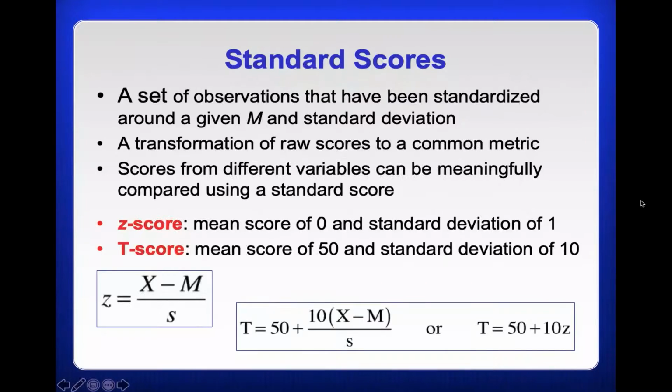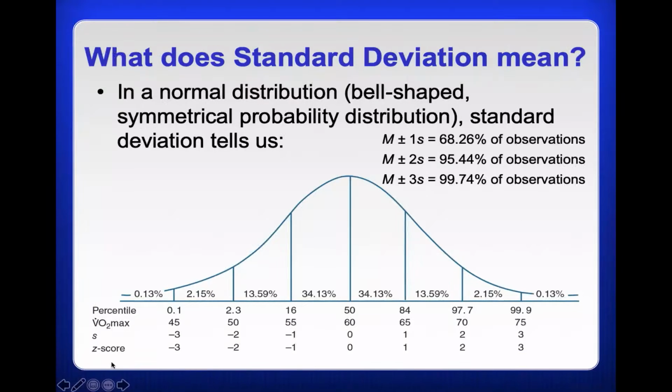A z-score has a mean score of 0 and standard deviation of 1. You have to memorize that. It's just the rule. So as you look at this chart, you can see the z-score has a mean score of 0. 1 standard deviation to the right is 1. 2 standard deviations to the right is 2. 3 standard deviations to the right is 3. On the left-hand side, 1 standard deviation to the left is -1. Another standard deviation to the left, -2. Another is -3.